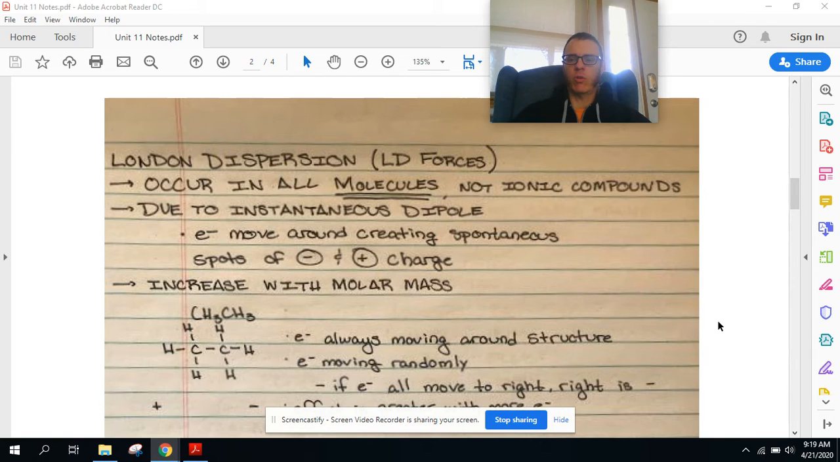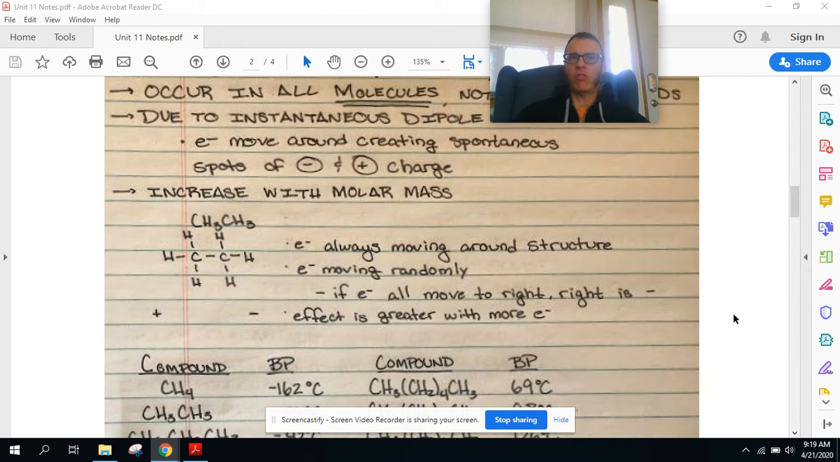These occur in all molecules, not ionic compounds. Oh my goodness, not ionic compounds. These are due to instantaneous dipoles. The electrons are moving around, creating spontaneous spots of positive and negative. And the strength of these is going to increase with molar mass. I'm going to show you some examples here in a moment.